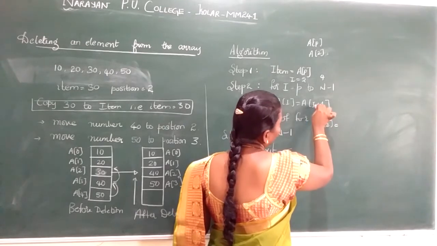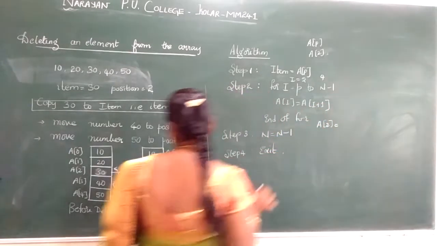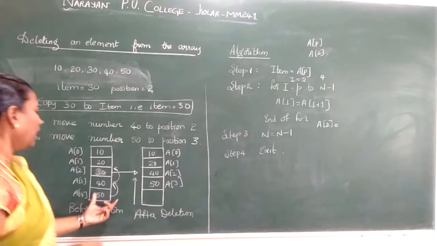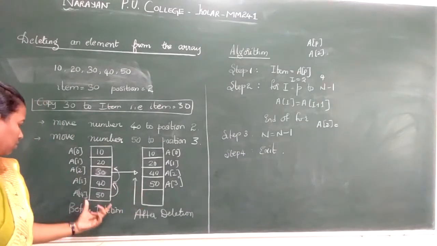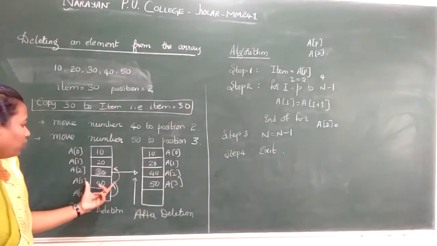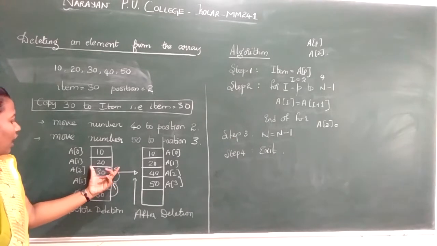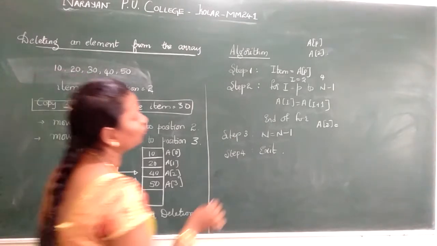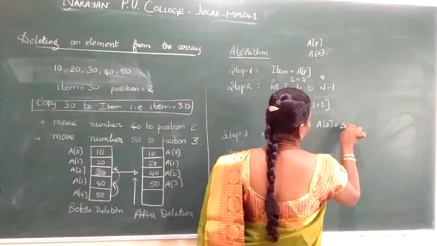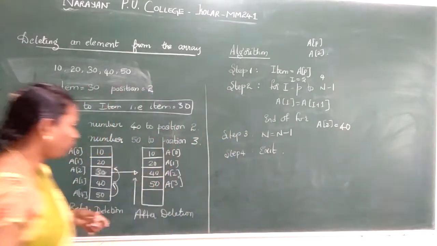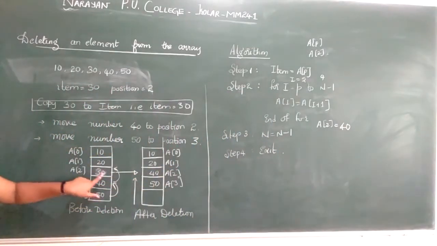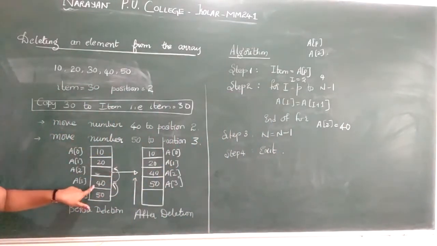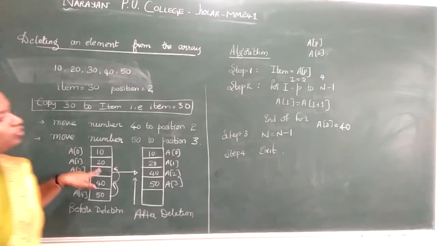What is there in I plus 1? That is 2 plus 1, 3. What is there in A of 3? In A of 3 we have 40. That 40 I am moving to A of 2. Okay, 40 is moved to A of 2. Once this item is deleted, 40 is moved to A of 2.